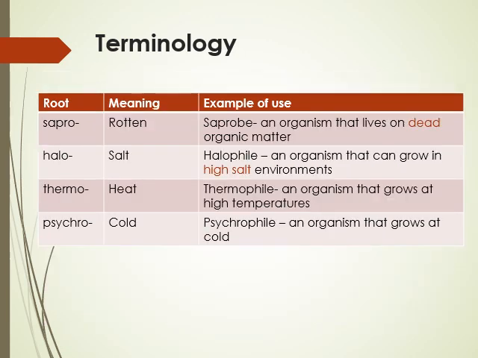Sapro means rotten. A saprotroph is an organism that lives on dead organic matter, such as fungi. Next one is halo. Halo means salt. Halophile means an organism that loves a high salt environment. Okay, thermo means heat. A thermophile is an organism that loves heat or grows in high temperature. Psychro, an organism that grows at cold temperature.